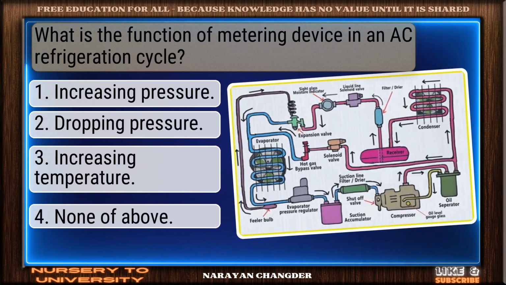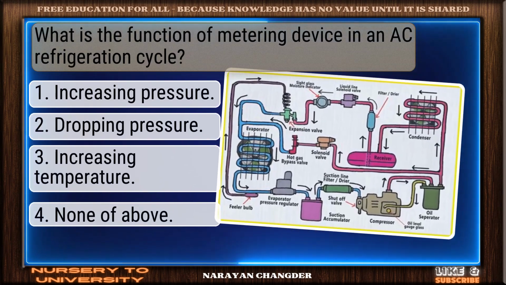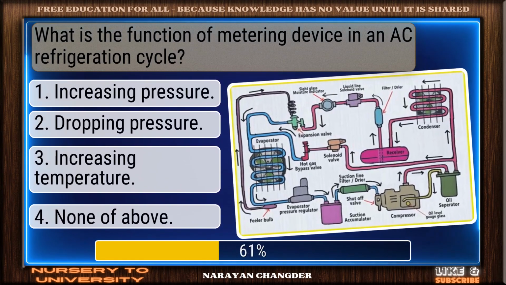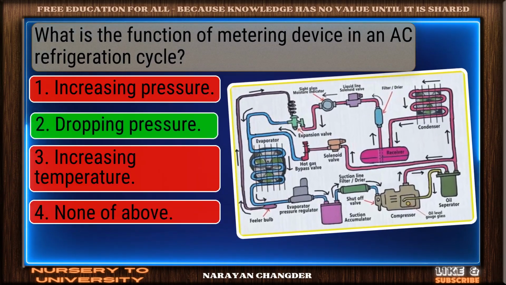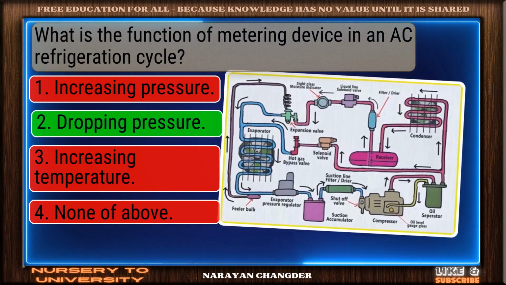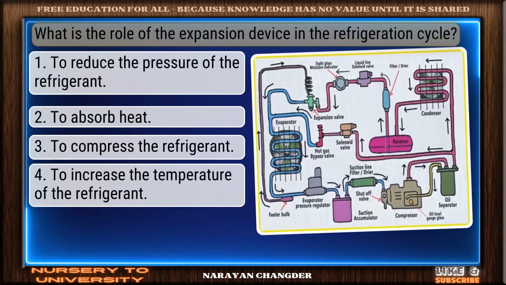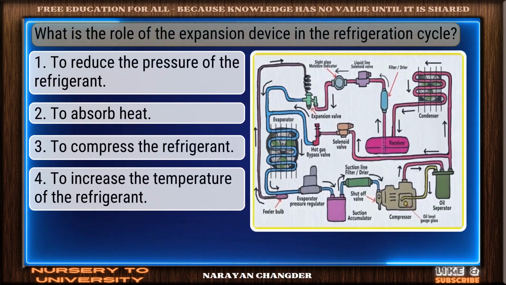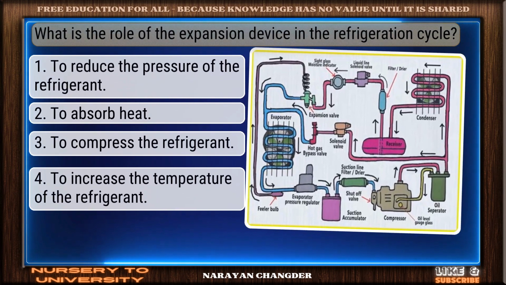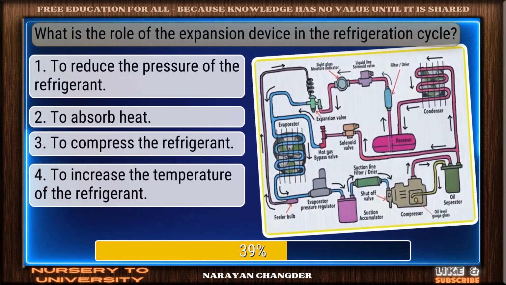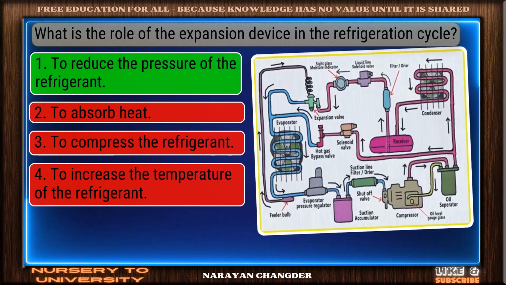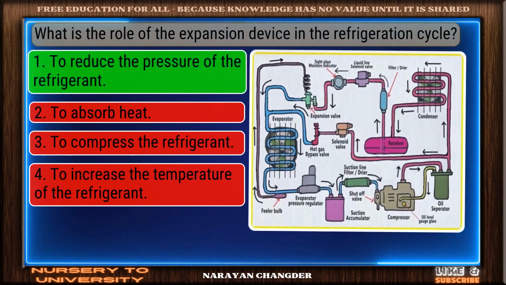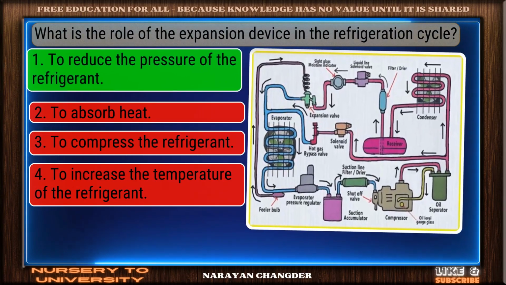What is the function of metering device in an AC refrigeration cycle? Correct. Dropping pressure is the right answer. What is the role of the expansion device in the refrigeration cycle? Great job. To reduce the pressure of the refrigerant is the accurate answer.